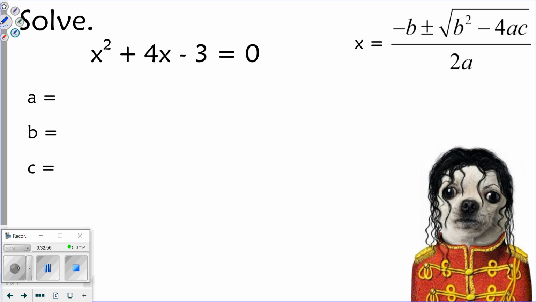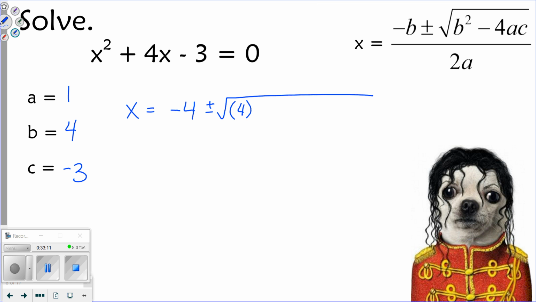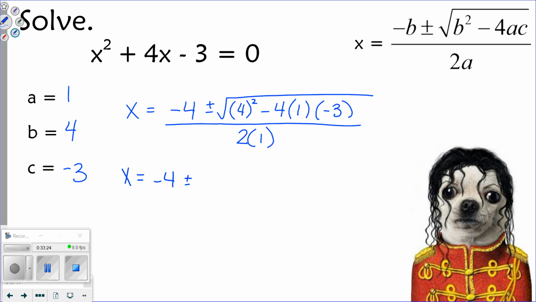All right, so it's already set equal to 0. So what's your A value? B? C? Negative 3. Good. So then x equals negative b, it's going to make that negative 4, plus or minus the square root of b squared, so 4 squared, minus 4, my a is 1, c is negative 3, all over 2 times a, which is 1. Then we should have cleaned up underneath the radical, which is going to give you 28, yes? All over 2.